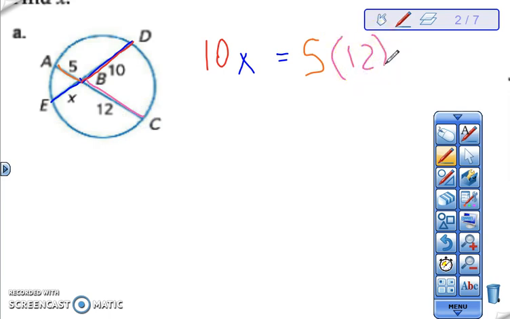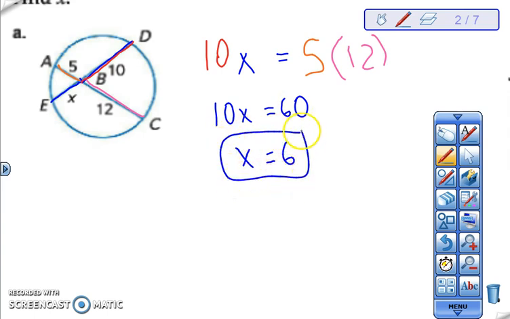So now that we have our equation, we solve. 10x is equal to 60, which means x must be equal to 6.